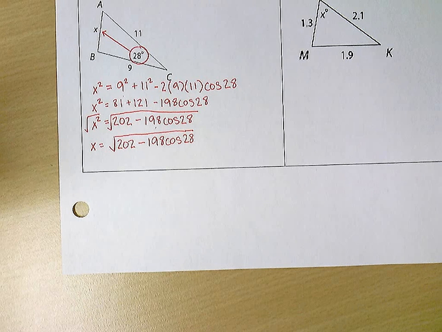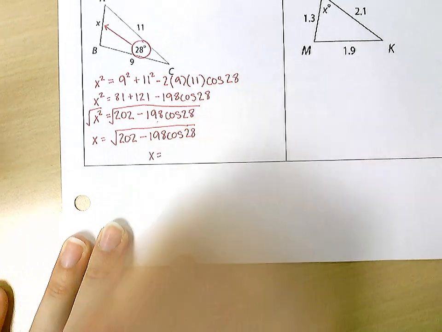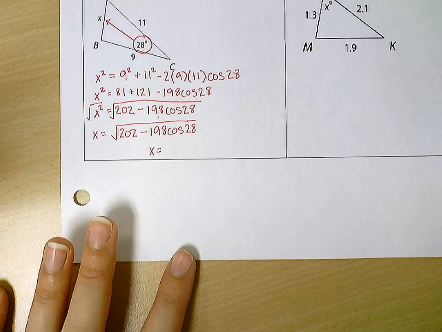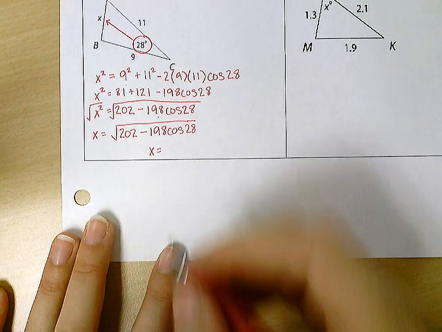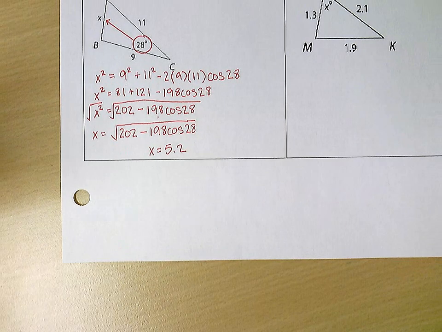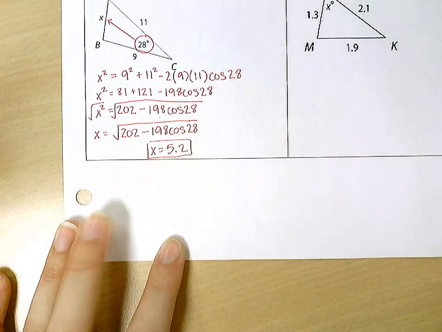So square root of 202 minus 198 cosine of 28 entered into your calculator. Yes, you can do the square root of that whole thing right away if you want to. You don't have to simplify. And you should get 5.2. So x should be 5.2.